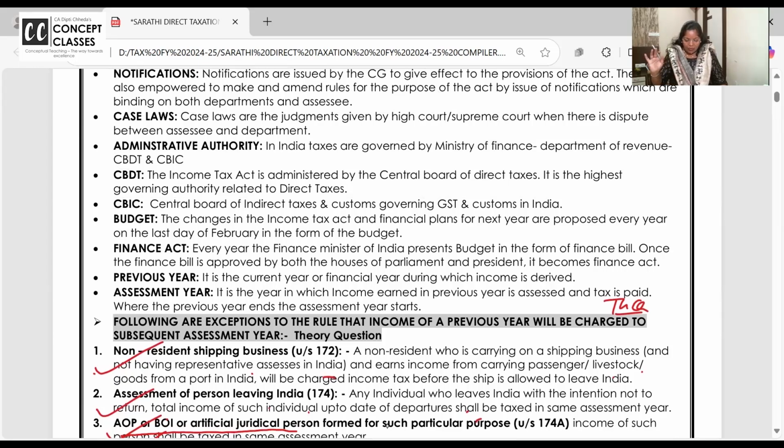Okay, an answer I want from all of you. Is this theory question clear to you? Five exceptions to the rule? Yes, ma'am. Done. Chalo. Now we'll revise yesterday's other definition right from the beginning.